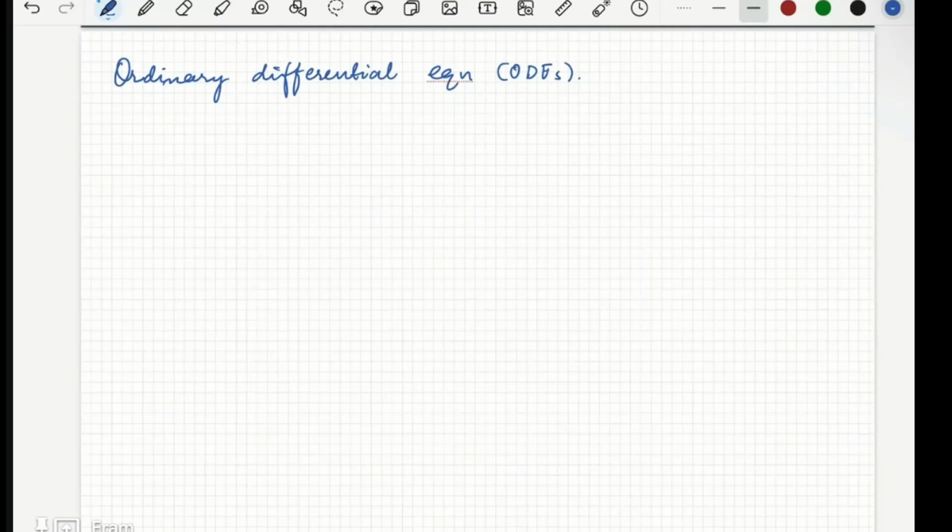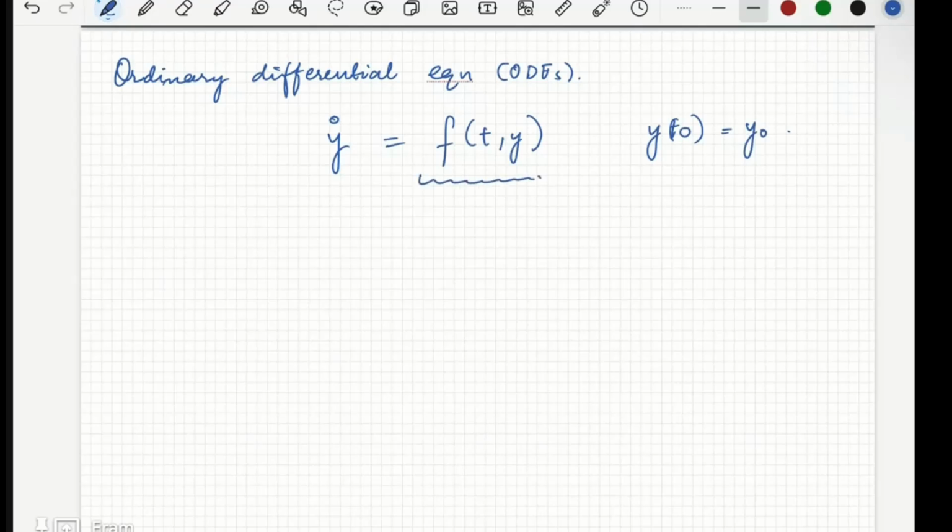It has been said that for an ordinary differential equation or an initial value problem, suppose we have an ordinary differential equation of the form y dot equals f of t comma y, and we have some initial condition y(t0) equals y0, then what will be the condition on this function f such that the solution y of t will exist and it will be unique? Can anyone tell me the condition?